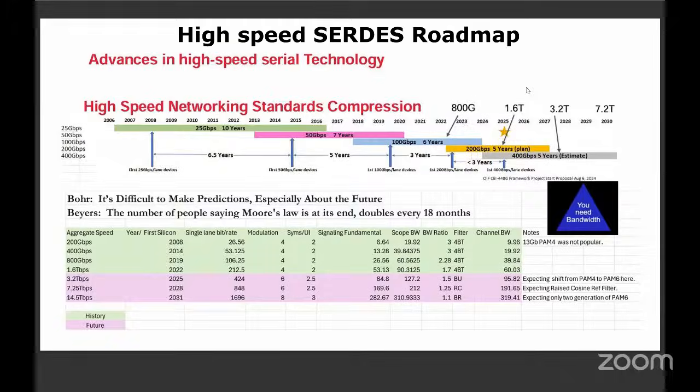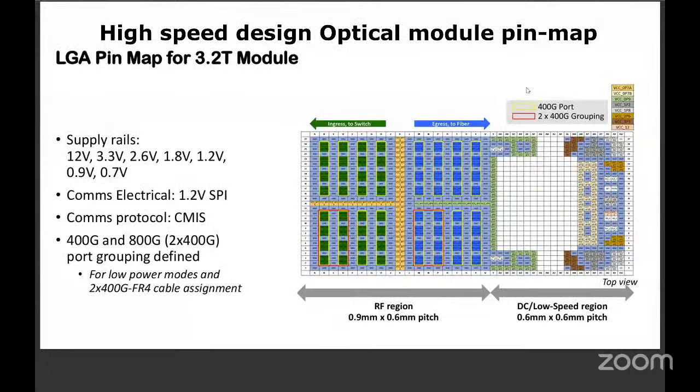Go to the next slide, please. Here is a pin map of a 3.2T LGA module. A lot of power supply rails are there, 1, 2, 3, 4, 5, 6. From 12 volts input to 0.7 volts, we have so many rails. It has been color coded very nicely. We can see the color wherever we have the power supply pins.